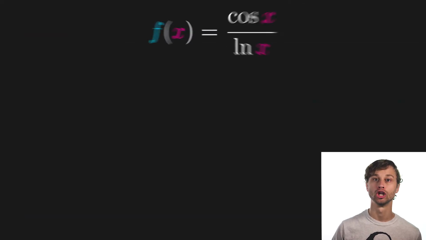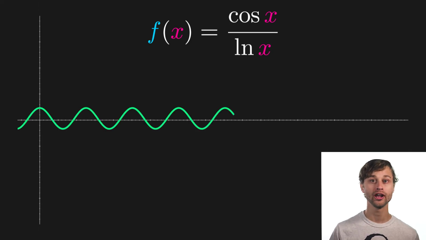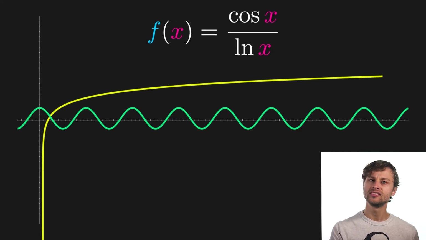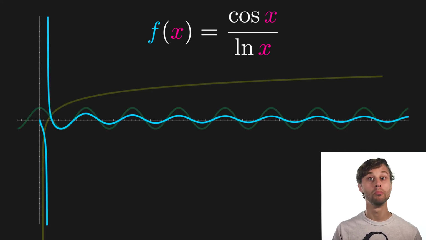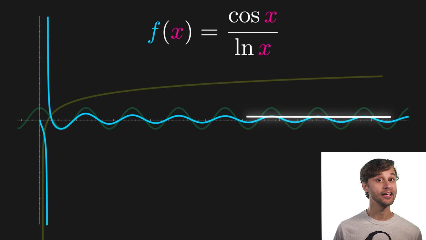So for instance, let's take a look at this function here, cosine of x over the natural log of x. We have a trigonometric function in the numerator and a logarithmic function in the denominator. So first of all, we see that it has properties of both of these functions. We have an oscillating behavior to this function, and we have an asymptotically decreasing behavior, which we might expect from 1 over the natural log of x. Since the natural log of x grows to infinity, 1 over the natural log would decay to 0.